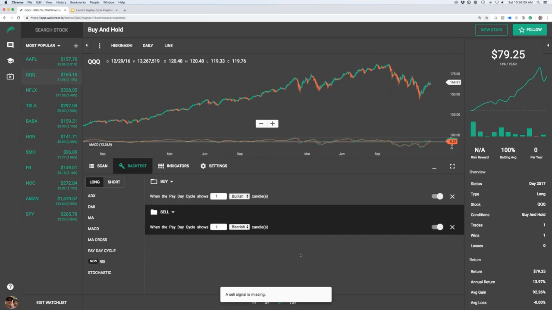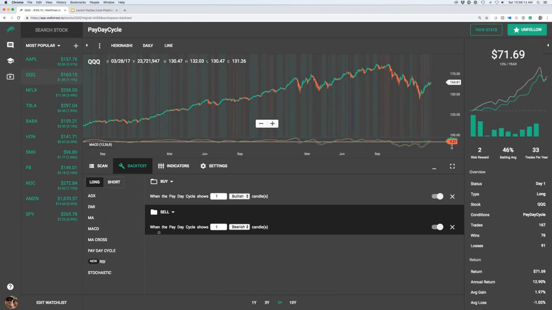And remember, the platform here isn't just for trading PayDay Cycles. That's what we're going to get you started with, but you can backtest anything on here. So if you've ever been curious whether something you read about or learn about actually works, you could backtest it in about 2 seconds. So it absolutely works on the Qs.